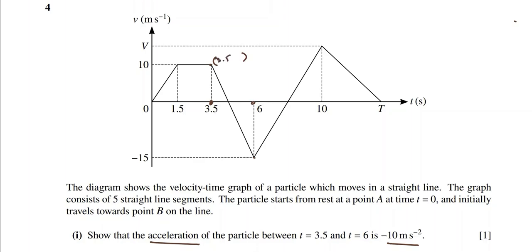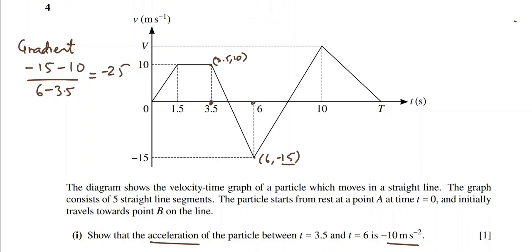The coordinates are 3.5 and 10. Here it is 6 and minus 15. So gradient normally is y2 minus y1 over x2 minus x1. So in this case, it will be v2. Let's take minus 15 as v2. So v2 minus v1 over t2 minus t1. So it will be minus 25 over 2.5, which is minus 10 meters per second square. So we have shown that it is minus 10 meter per second square in this segment.